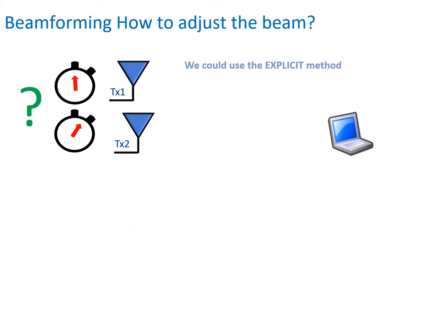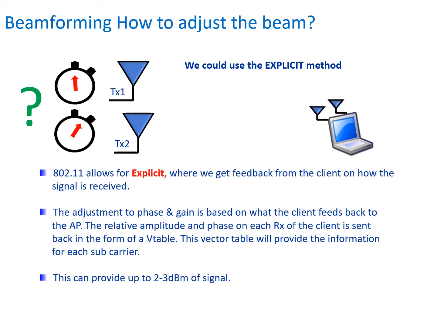So let's take a look at the second method. The second method is the explicit method. 802.11 allows for the explicit method where we get feedback from the client on how the signal is received. The adjustment to phase and gain is based on what the client feeds back to the access point. The relative amplitude and phase on each of the receive antennas of the client is sent back in the form of a V table or vector table. This will provide the information for each subcarrier. These tables can be very complex.